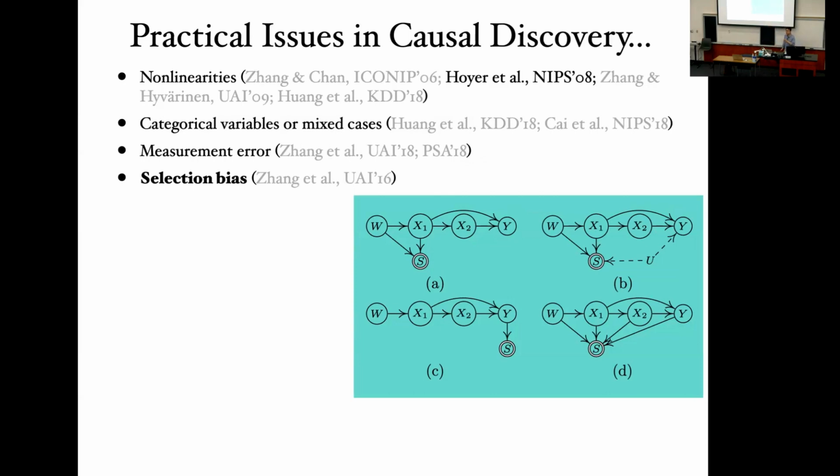If S is 0, it's not there. You don't have the data in the data set. So this is how you can select the data points to produce a data set. And then in the data set, you only observe the data points with S equal to 1, right? This is the selection process. And later you can see how you can deal with some kind of selection bias.